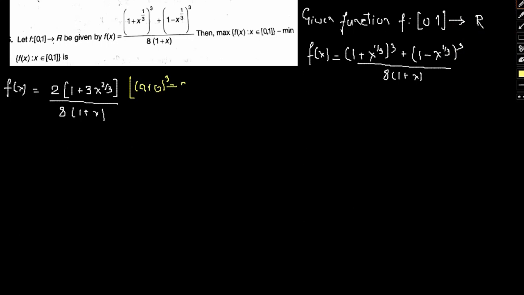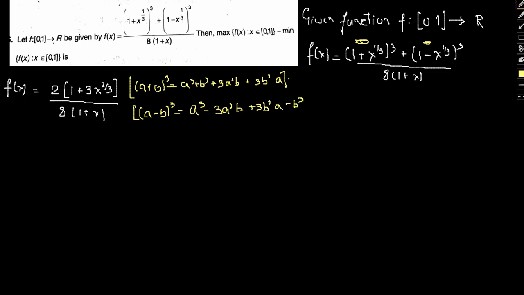(a+b)³ = a³ + b³ + 3a²b + 3b²a. And for 1 − x we have used the formula (a−b)³ = a³ − 3a²b + 3b²a − b³. We have basically expanded the same and then subsequently simplified both the terms to obtain a result. Okay, so hopefully this is clear.